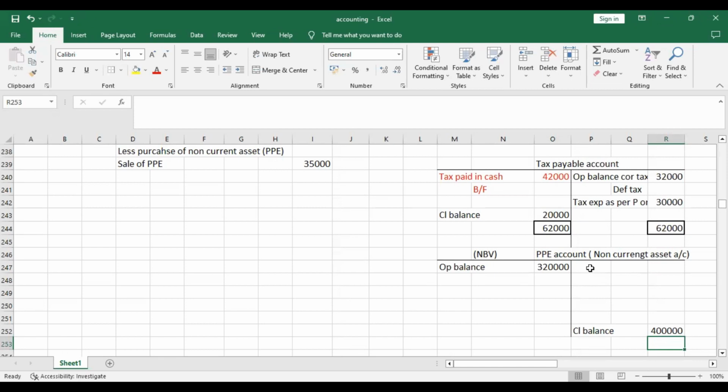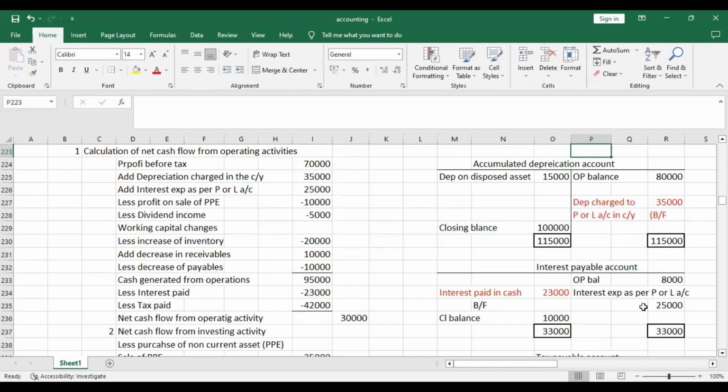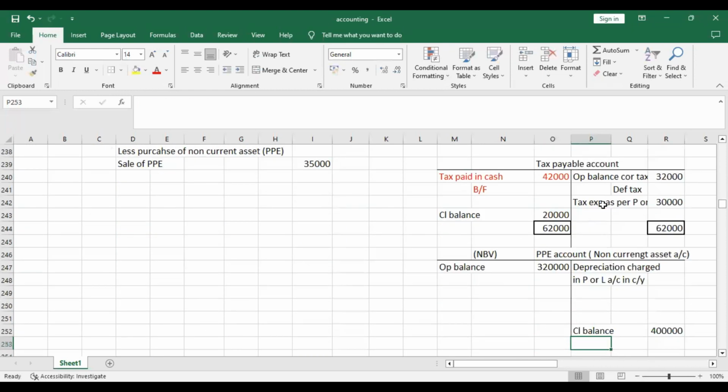Then what will be credited to this PPE account? Current year depreciation, that is, depreciation charged in the PPE account in the current year. That we already calculated above, while preparing the accumulated depreciation account. How much is the depreciation charge in the current year? 35,000. Take that 35,000 here.